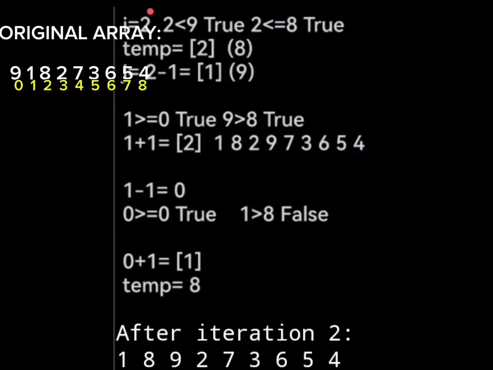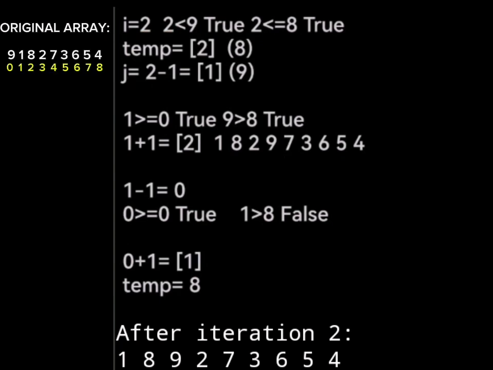i plus 1 is now 2. Yung value ng ating i ngayon ay 2 na. So 2 lesser than 9 is true. 2 lesser than or equal to 8 is true also. So yung temp natin ngayon ay 2, tapos yung laman ng ating index 2 ay 8. Then j, 2 minus 1 is 1. So yung laman ng ating index 1 ay 9.